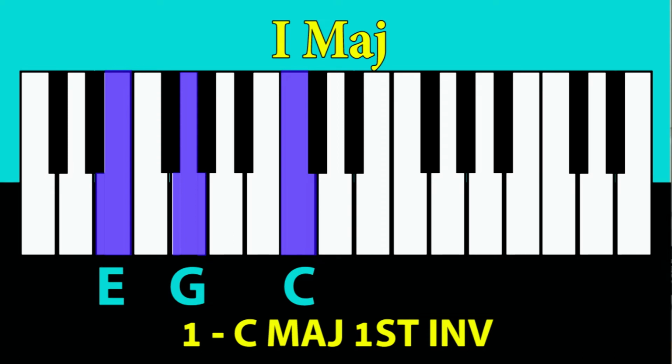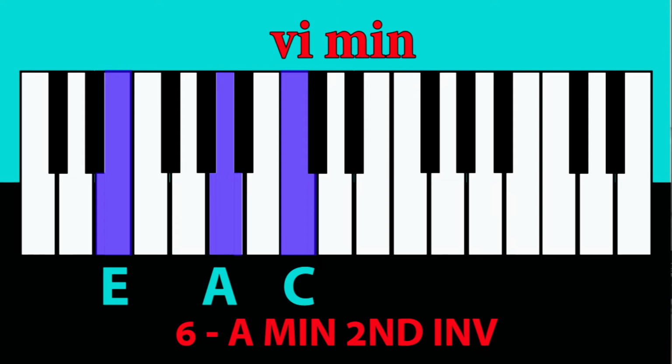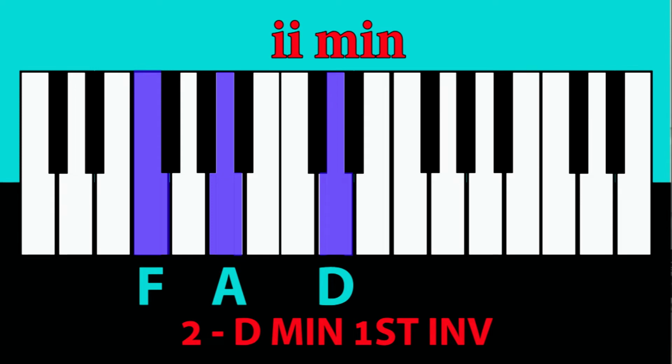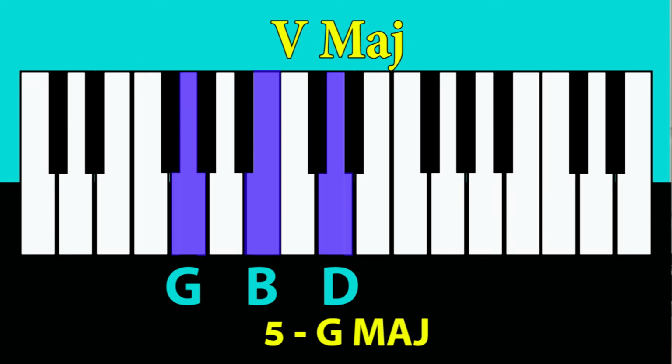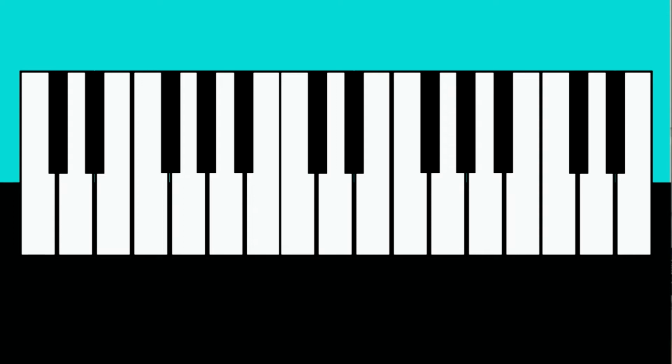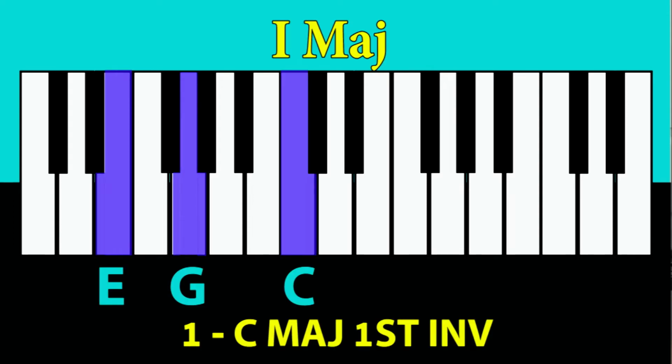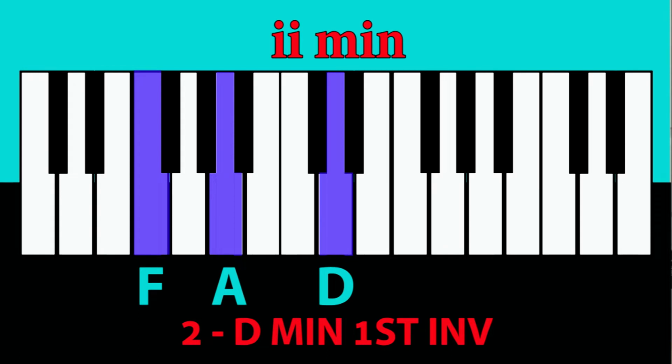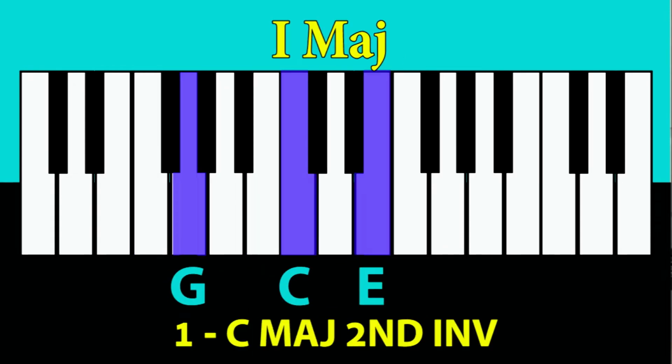E, G, C. That's C major, first inversion. E, A, C. That's A minor, second inversion. F, A, D. That's D minor, first inversion. G, B, D. That's G major, root position. G, C, E. That's C major, second inversion. So let's play this all together here. This gives a different feel to our chord progression altogether.